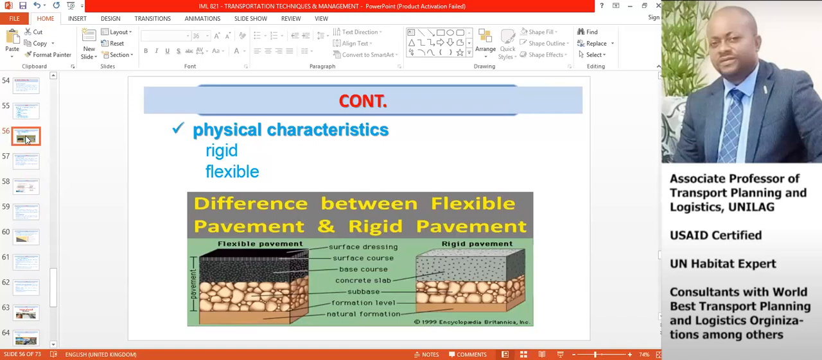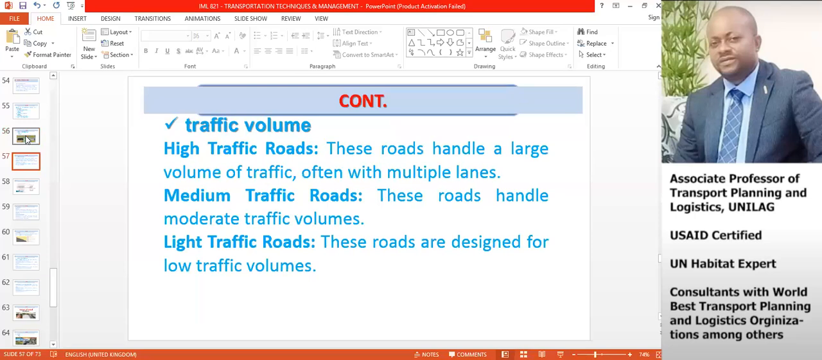Let's continue. Traffic volume is the second classification. There are some roads that are high traffic roads, some that are medium traffic roads, while some are light traffic roads. Do we have any clarification on this? It is about the volume they carry. High traffic roads are roads with multiple lanes. The medium traffic roads are the ones with moderate volume, while the light traffic roads are the ones with very low and low traffic volumes.